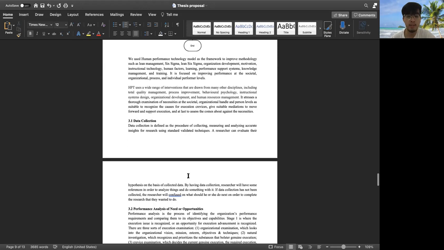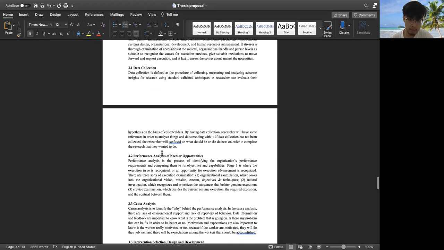And for the first step, data collection, it is defined as the procedure of collecting, measuring and analyzing accurate insight for research using standard validated techniques, so that by using the data that has been collected, the researcher can have an analysis that is valid.